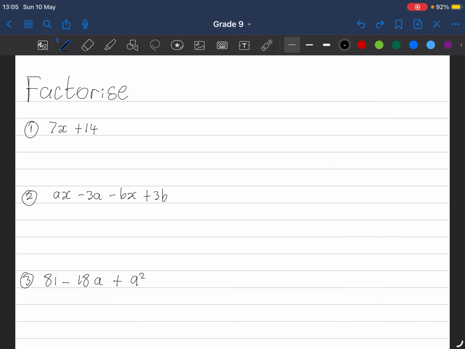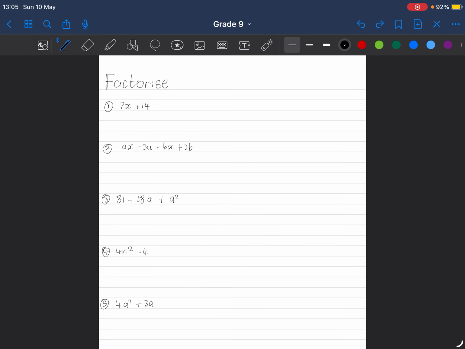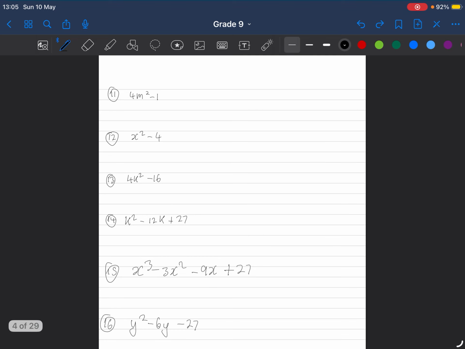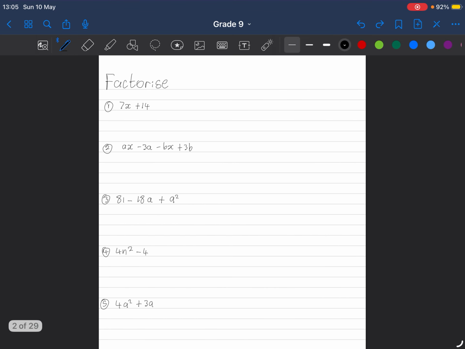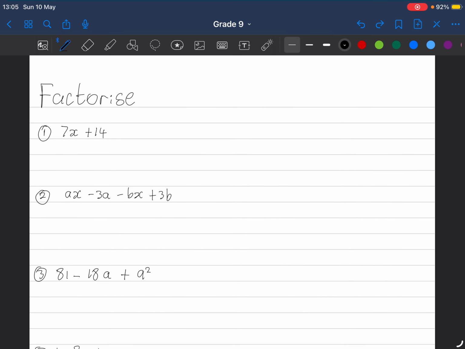Right, this video is going to focus on factorization. I've got a couple of questions here, and we're just going to try and go ahead and factorize these. Now, this is at the grade 9 level. So, in grade 9, there are four methods of factorization that we use.